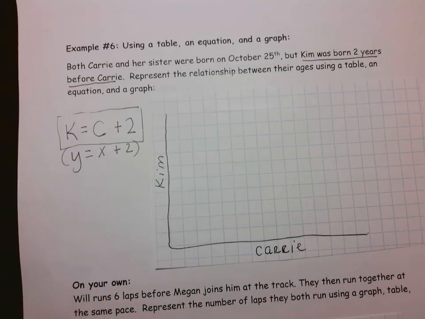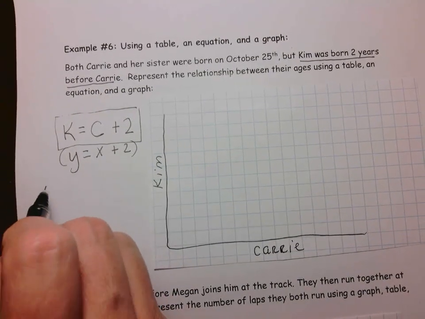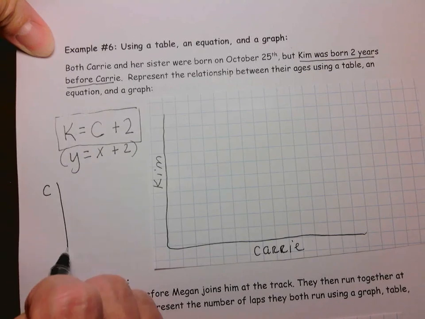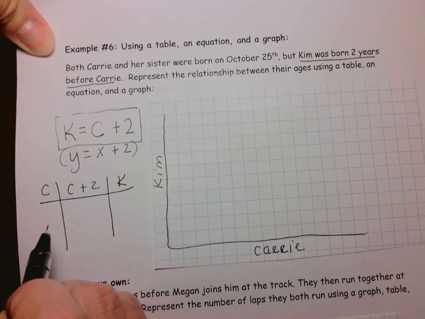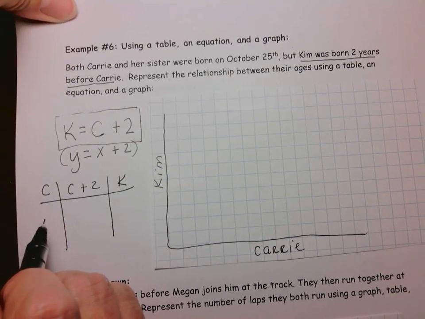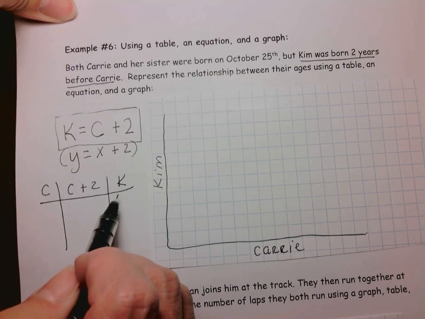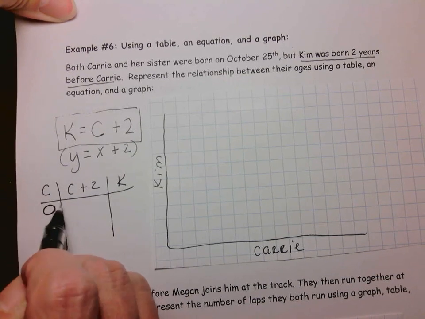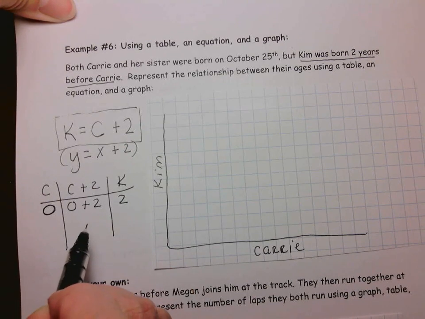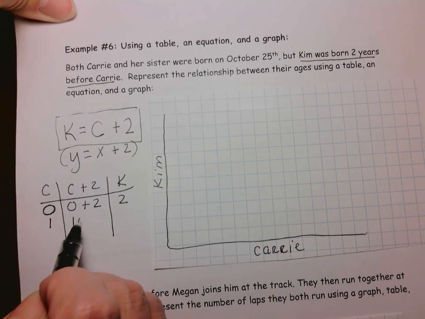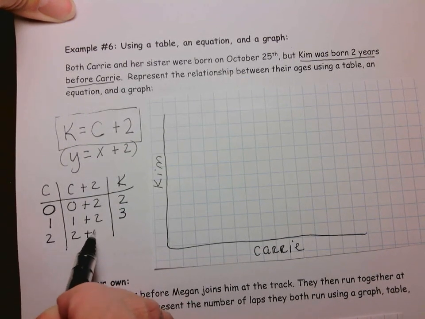So let me go ahead and do my table. So Carrie, or C, is my input. This is my function, and that's my output. So when Carrie is 0, meaning when she was first born, Kim was 2. When Carrie was 1, Kim is 3. When Carrie was 2, Kim was 4.